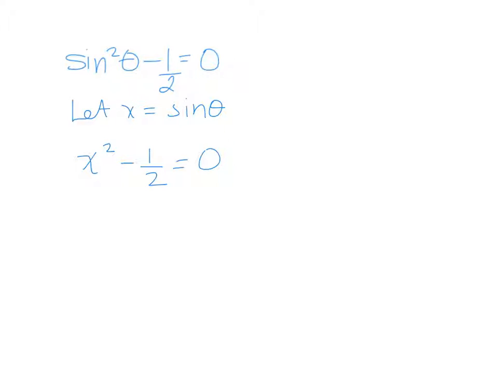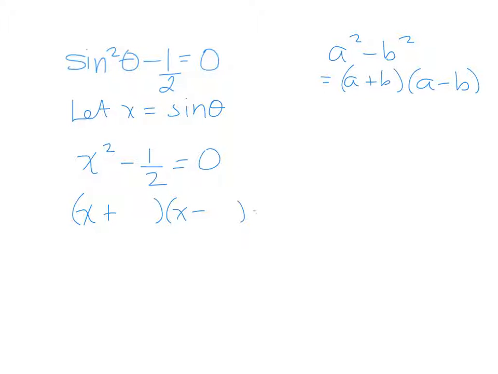It's a difference of squares, right? Even though 1/2 isn't technically a perfect square, we're going to factor it as a difference of squares. So if you remember, a difference of squares would be like a squared minus b squared, and it would factor to a plus b, a minus b. Remember that? So I'm going to do the same thing with this. So I'll do the square root of x squared is x plus an x minus, but what goes in here in those blanks?